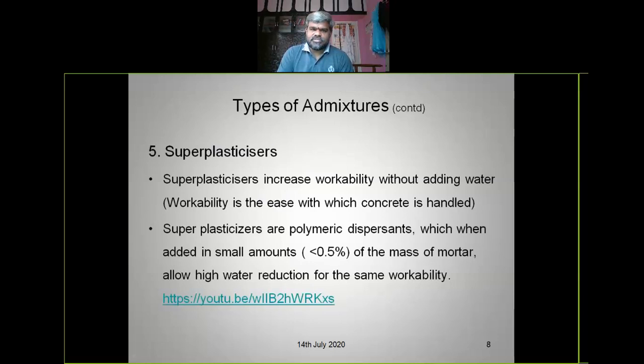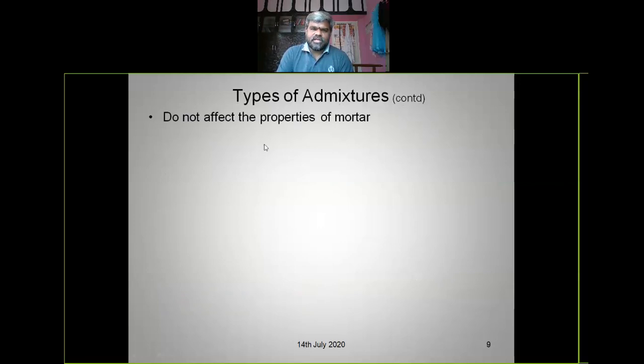And superplasticizers. Superplasticizers increase workability without adding water. Workability is the ease with which concrete is handled. So workability is increased by superplasticizers. Superplasticizers are polymeric dispersions which can be added in small amounts, less than 0.5% of the mass of the mortar, allow high water reduction for the same workability, and do not affect the properties of mortars.